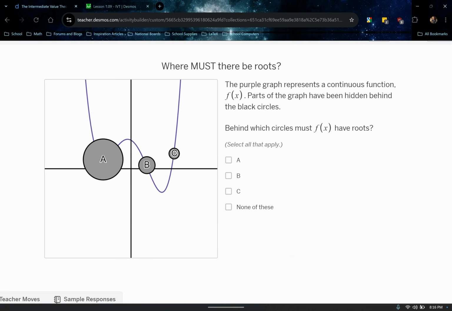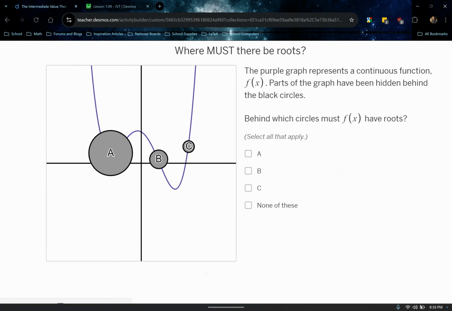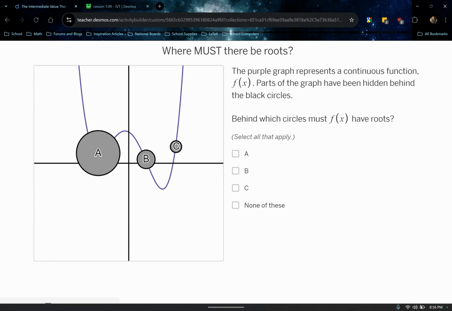So we have a purple graph over here, and it's representing a continuous function f of x. And parts of the graph are hidden behind those black circles, a, b, and c. So the question is, behind which circles must f of x have roots? Okay, so look at those 3 and then think about it. And if you're excited, you can call them out. Is it A? Is it B? Is it C? Now, notice it says must. Right? So which one must they have roots?